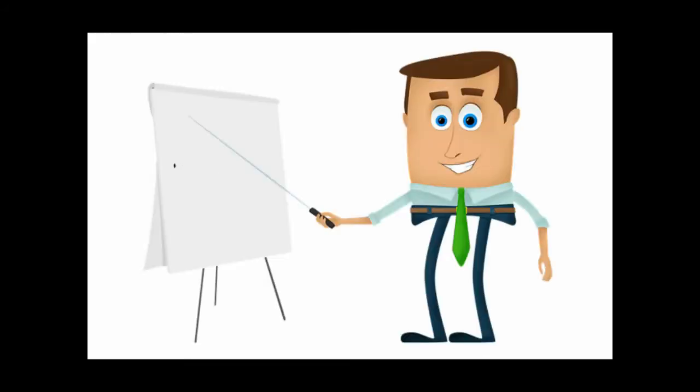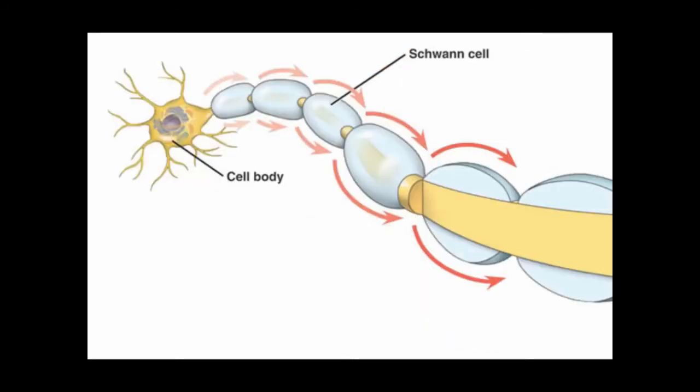In this video, I'm going to explain an action potential. An action potential, or a nerve impulse, causes a movement of ions across the cell membrane of a neuron, similar to a ripple passing along the surface of a pond.